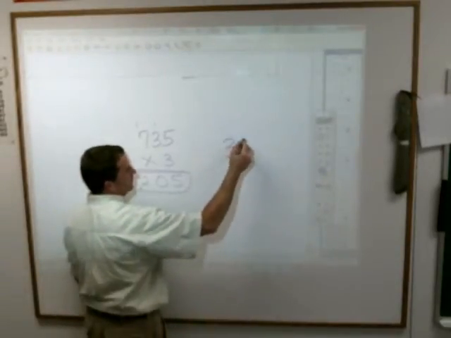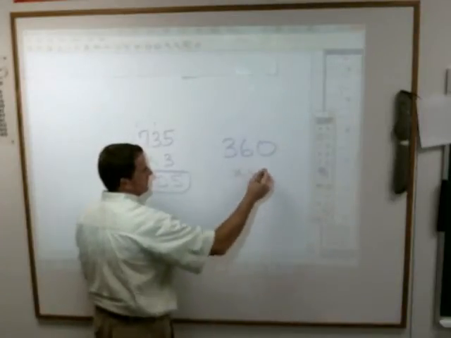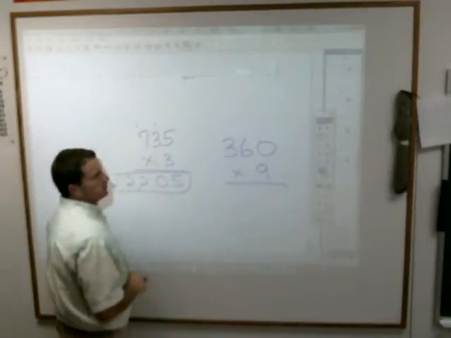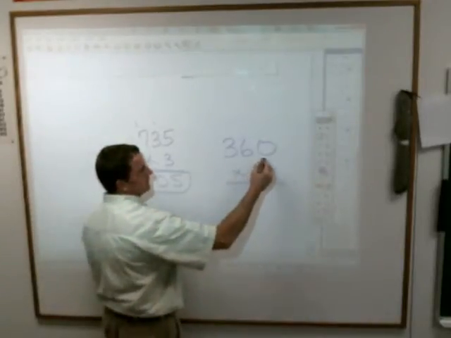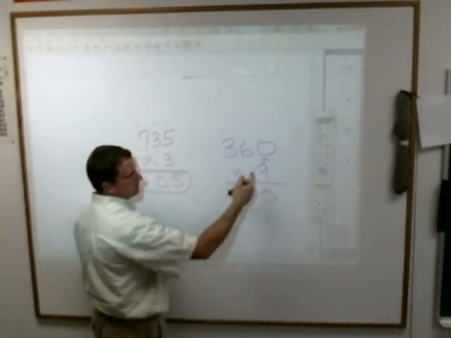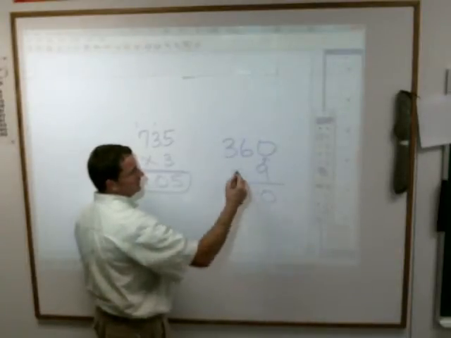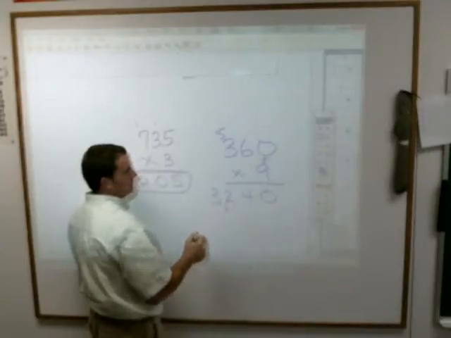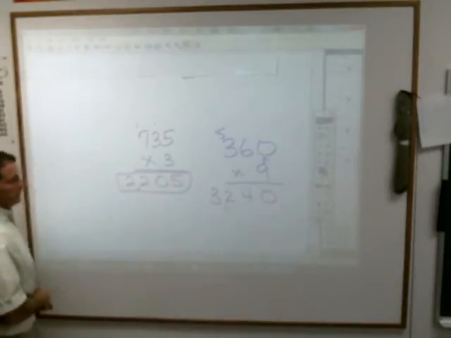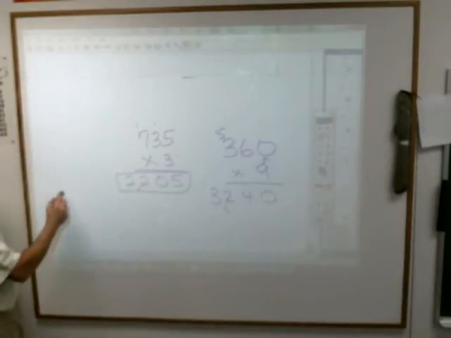Now, what about when there's zeros? I don't know if those throw you for a loop. 360 times 9. Okay, you still got to do that 0. You can't forget about it. 9 times 0 is 0. 9 times 6 is 54, carry the 5. 9 times 3 is 27 plus 5 is 32. I got that. But what about a 0 in the middle?